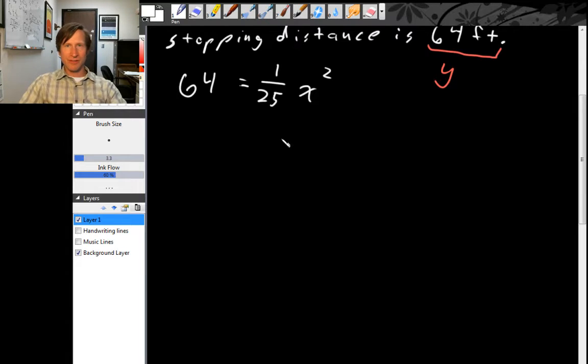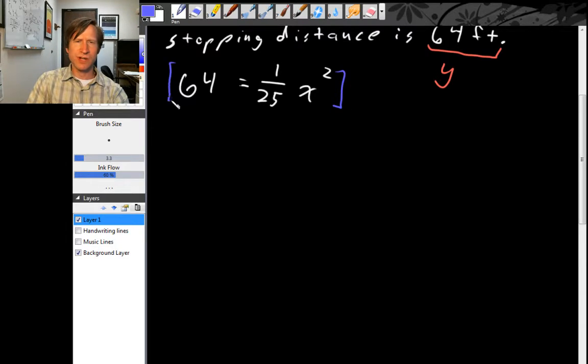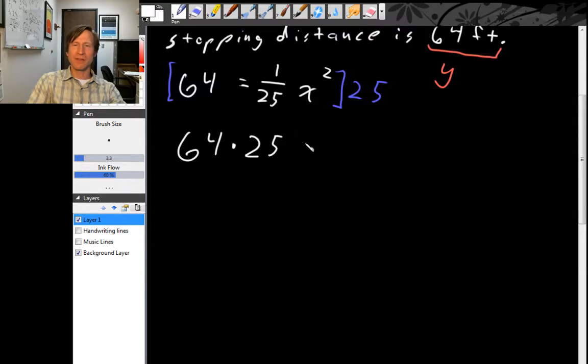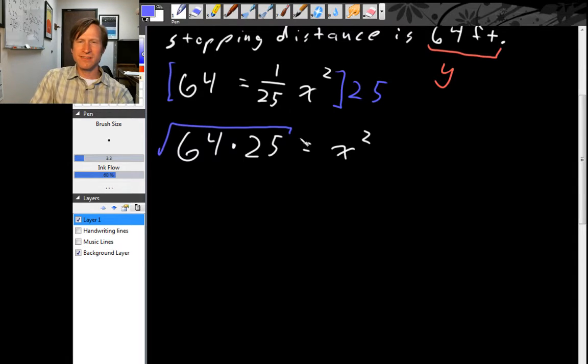So rather than using the quadratic formula or anything, we'll just isolate this x squared part. So first thing we'll do is multiply both sides of this equation by 25. And actually, thinking ahead a little bit, 64 and 25 are both perfect squares, so rather than actually multiplying out what I get, I'm just going to leave it as 64 times 25 equals x squared. And now I'm going to take square roots on both sides.